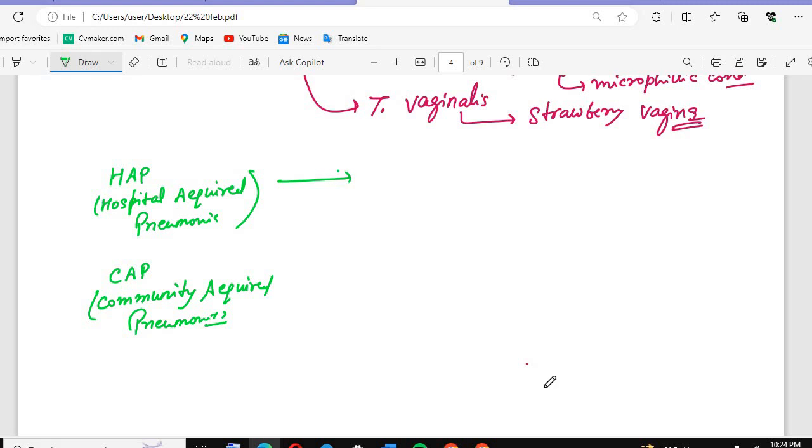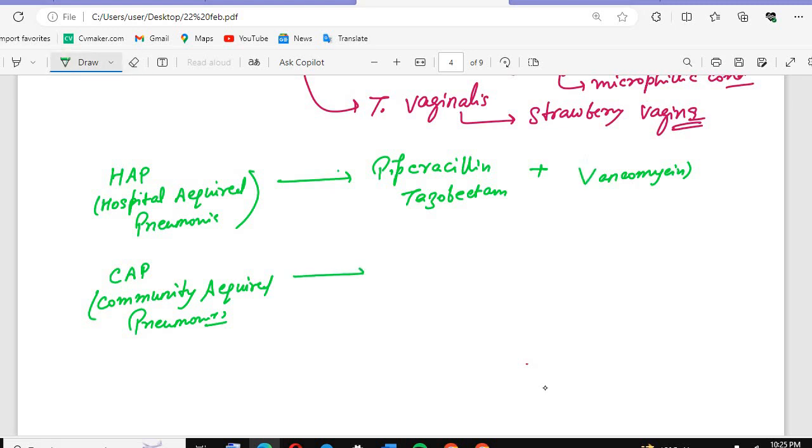So in hospital acquired pneumonia, the drugs we can use are piperacillin. Should we write it in full again? Piperacillin, tazobactam. Along with that, we should give the drug for MRSA. What is the MRSA? The drug is vancomycin. So you can just remember: vancomycin plus piperacillin, tazobactam. That you need to remember.